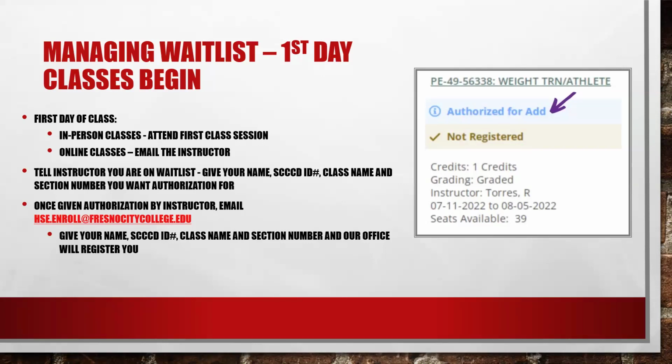If they give you authorization, if they give you a seat, they're going to do a digital authorization to add, and they'll let you know through email, or in person if you went to an in-person class. You need to forward that information to the HSE.enroll email account so that we can register you. In the email to us, make sure you've given your name, your SCCCD ID number, the class name, the class section number, so that we can register you.